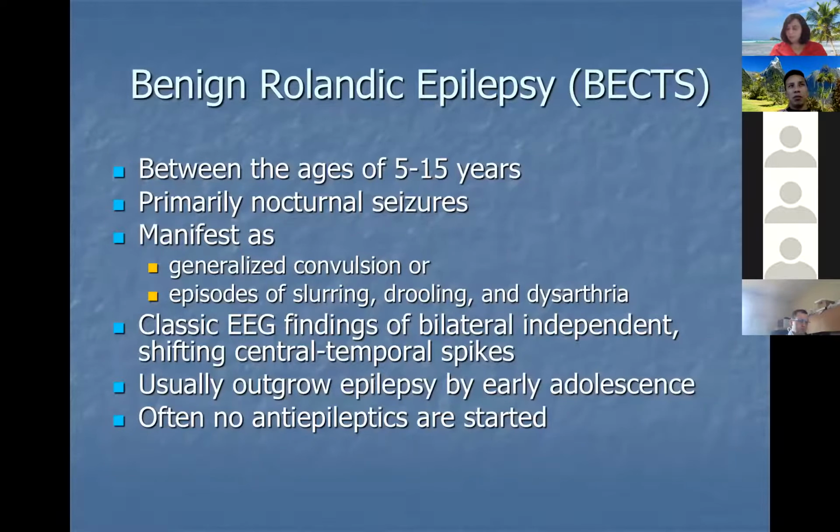Benign Rolandic epilepsy, many of you will see this at some point, or benign epilepsy with central temporal spikes. That's the other terminology for it. These typically occur between the age of 5 to 15 years of age. Particularly, they occur out of sleep. By the time that many have seen them, or the parents bring you a child for a seizure, they would have had a generalized convulsion.